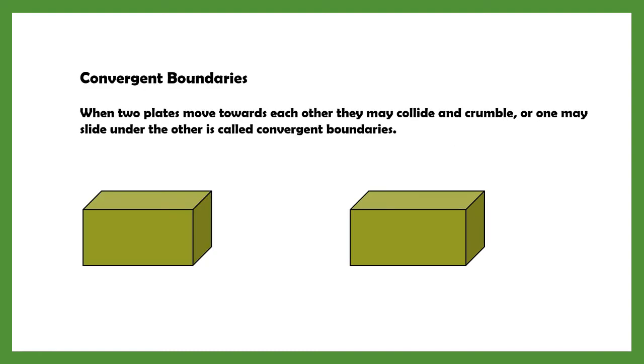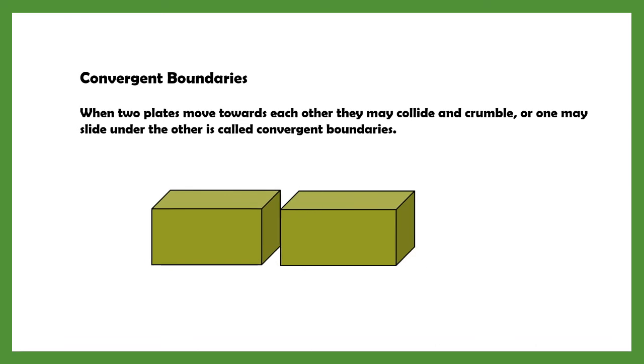Okay, now between the plates, three different types of movements are possible. The number one is convergent boundaries. When two plates move towards each other, they may collide or crumble, or one may slide under the other, it is called convergent boundary. Okay, this is how they fly.